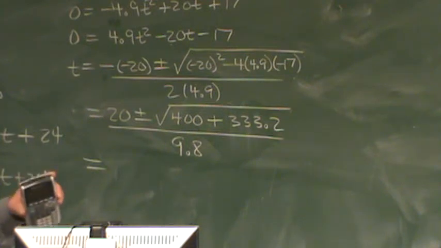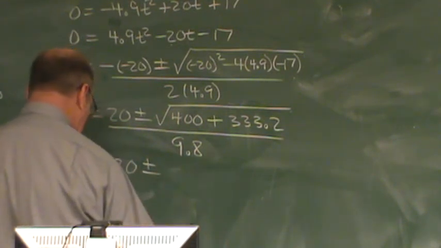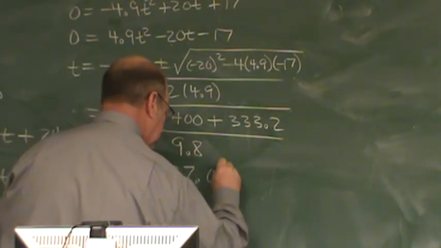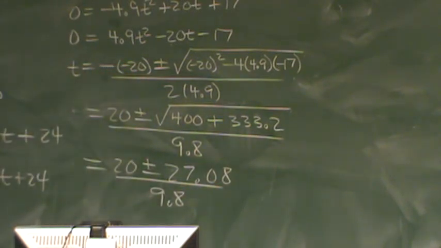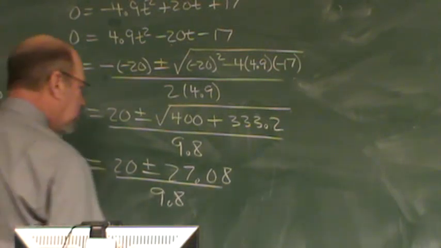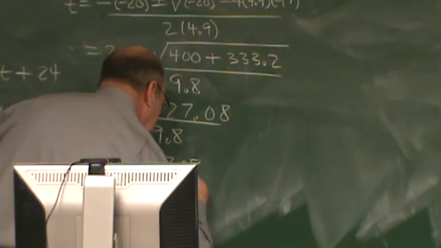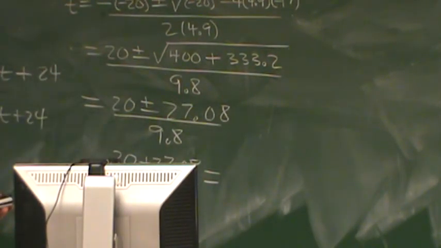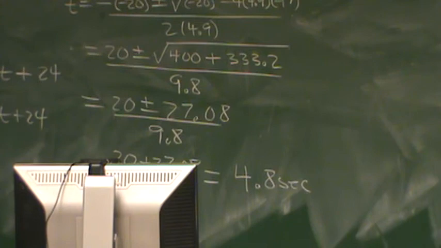Yes? In intermediate steps, you want to go 1 decimal point past that. So I'm going to write 20 plus and minus 27.08 over 9.8. Y'all with me? All right, now, if you stop and think about it, 20 minus 27 is negative, isn't it? Yeah. So we can chunk that. So this turns into 20 plus 27.08 over 9.8. Plus 20 divided by 9.8. That gives us 4.8 seconds.